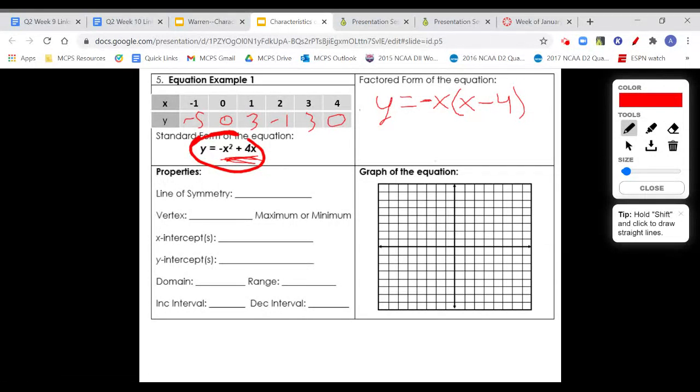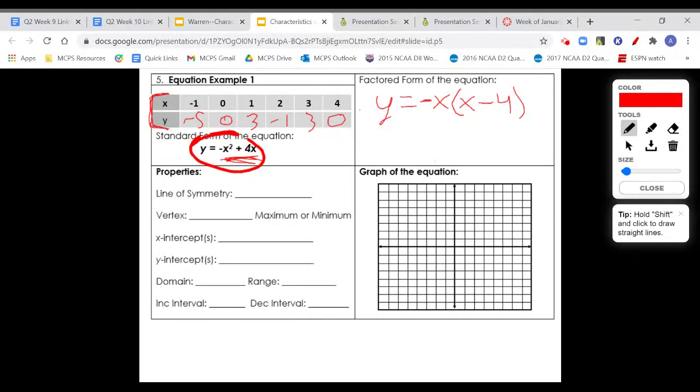So from here we can go on and graph. There are a couple different ways that you could graph this. One is that if you see factored form, like let's say you didn't have this table of values, you could use that to graph. That can be an effective way to graph. But if you have the table of values, the easiest way is to just look at all these values and plot the points and then connect them. So I'm just going to go through and plot all these points.